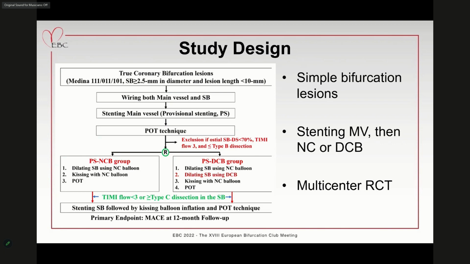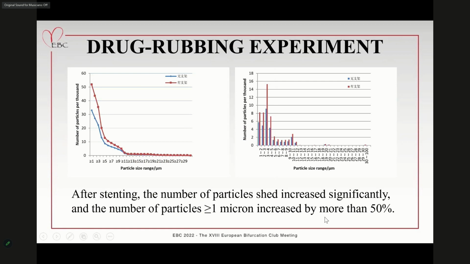POT. After balloon inflation, if TIMI blood flow is less than 3 or there is type 3 dissection in the side branch, an additional side branch stent is recommended. So in general, for this trial design, we enroll simple bifurcation lesions according to the definition criteria: stenting the main vessel, then NC balloon inflation or DCB for the side branch. This is a multi-center randomized clinical trial.